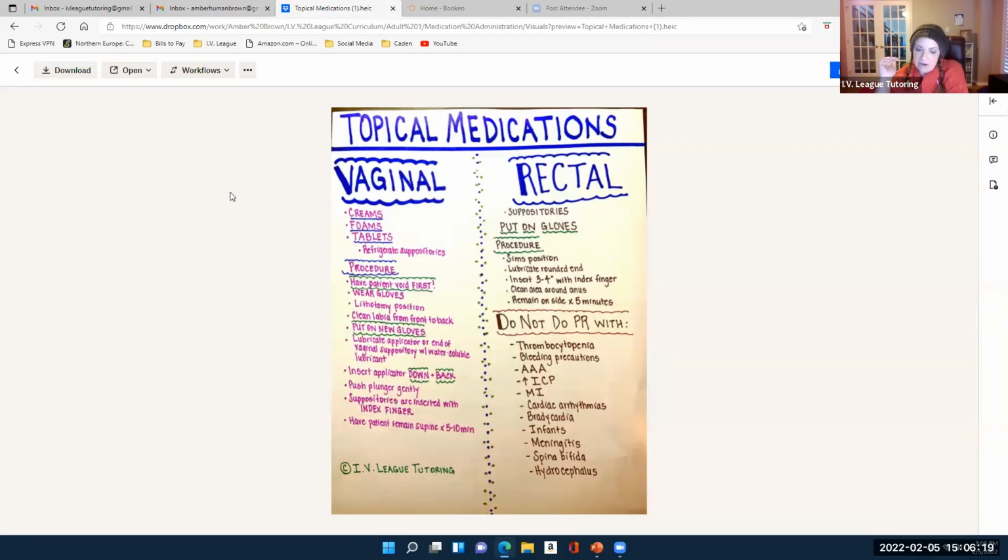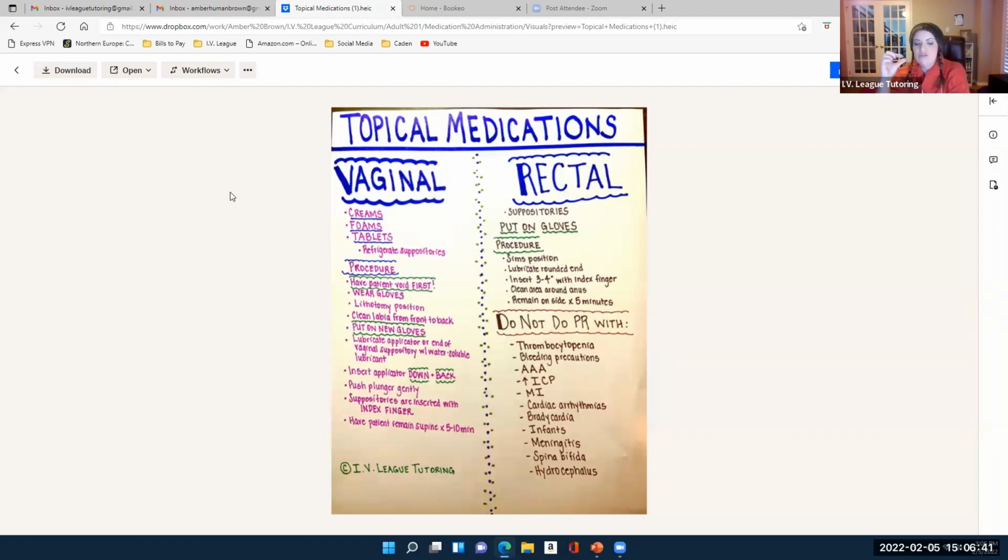The applicator or the suppository needs to go down and back because that's how the vagina naturally curves. You have to push it far enough in so that it will not come out. So a finger's width is fine. If it's an applicator, after you have lubricated it and put it in down and back, then push the plunger slowly. Do not jam that in. That is uncomfortable for everyone.